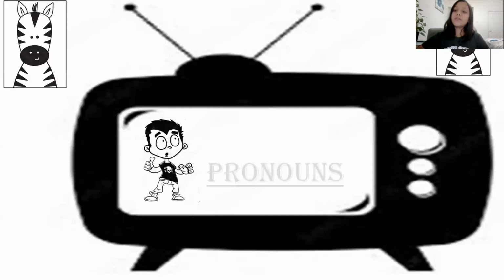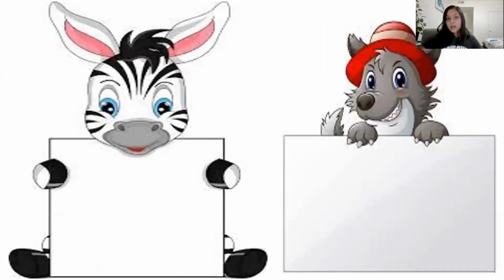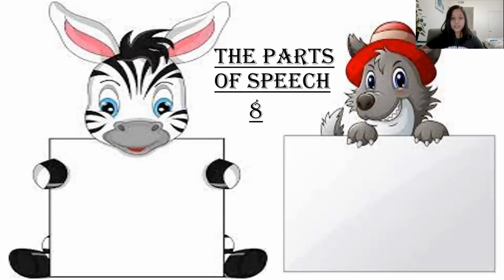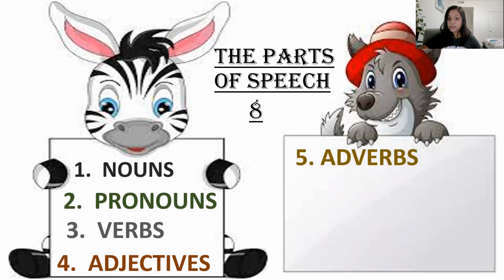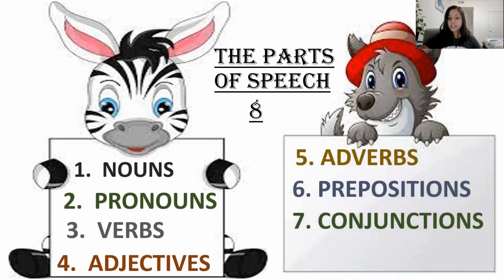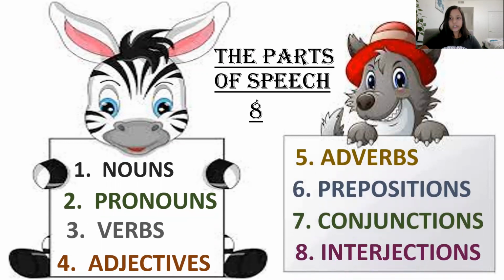So here we have it. So, pronouns. Pronouns is one of the 8 parts of speech. What are the 8 parts of speech? Let's revise. Nouns, pronouns, verbs, adjectives, adverbs, prepositions, conjunctions, and interjections.